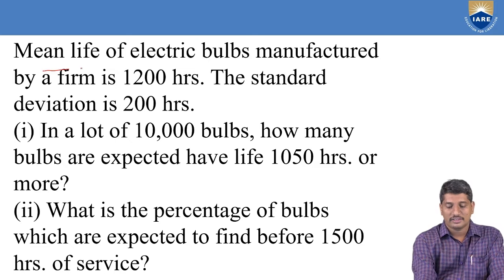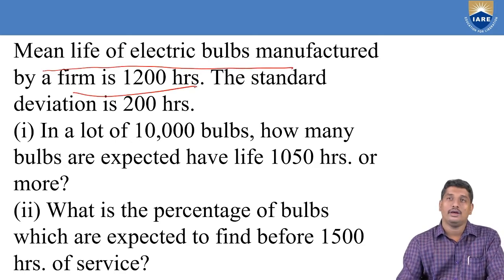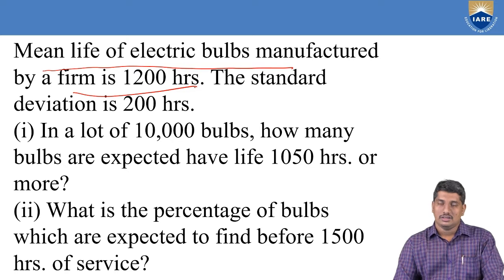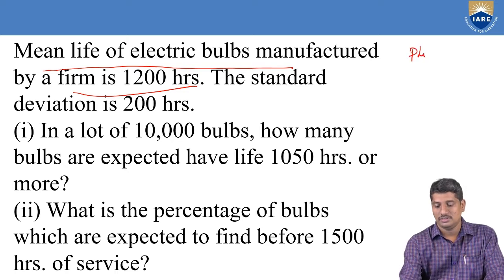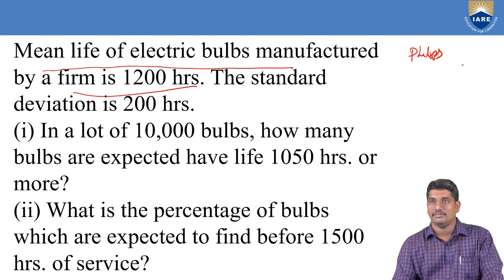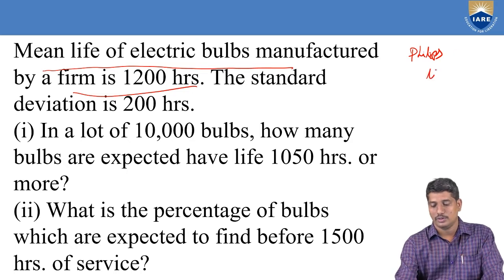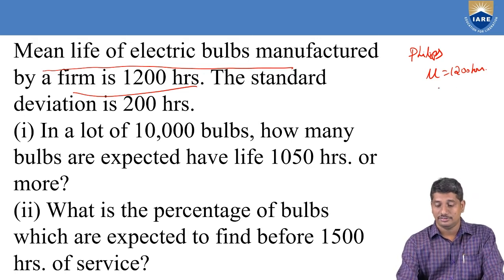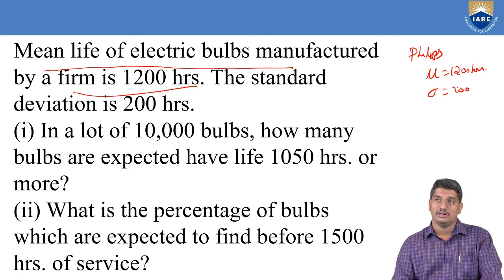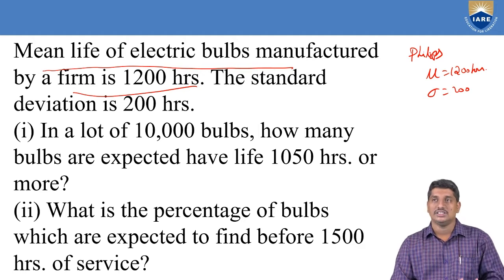The mean life of electric bulbs manufactured by a firm is 1200 hours. That means a Philips company. You know, Philips is a very popular manufacturer of electric bulbs. Philips company is stating that the average lifetime of the bulbs is 1200 hours, with a standard deviation of 200 hours. Some bulbs may work 200 hours more than 1200, and some bulbs may fade out 200 hours less than 1200. Okay, that is what they have stated.